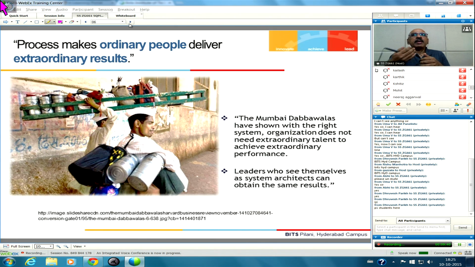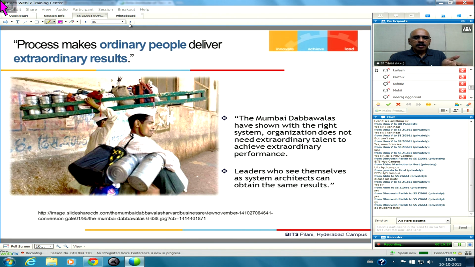Now extend the same metaphor of assembly line to the process. Today we use the word process: invoicing process, HR recruitment process, practically for everything we suffix the word process. Transportation process, reservation process, recruitment process. Similarly, the famous example which made Six Sigma famous, in fact which branded Six Sigma, is Mumbai Dabbawala's case study. All of you know this story of Mumbai Dabbawalas.